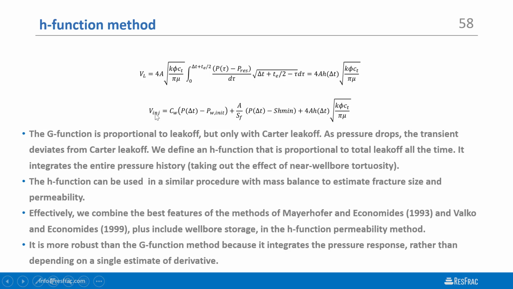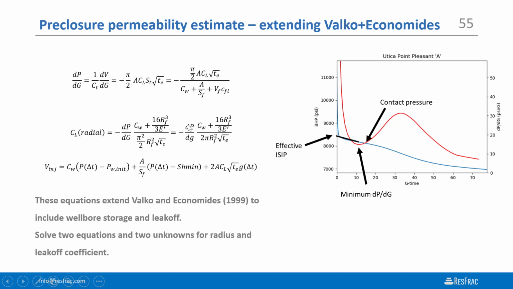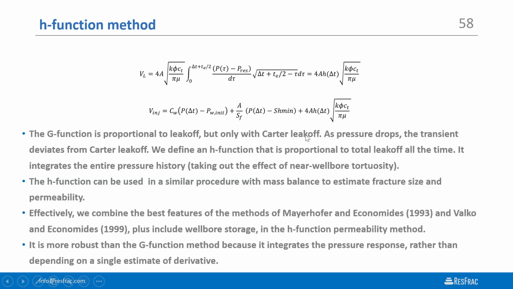So what we do, we write this mass balance equation just like we did here, similar to the Valko and Economides approach, including wellbore storage, including leak off during shut-in, but we swap out the G function for the H function. We have a more general and more realistic estimation of fracture leak off, accounting for changing pressure over time. So what we're trying to do here is basically combine all the best features of the Mayerhofer method and the Valko Economides method, plus adding in our use of the wellbore storage, the use of leak off during injection to calculate fracture size, and we're using this H function to kind of simplify some of the math.